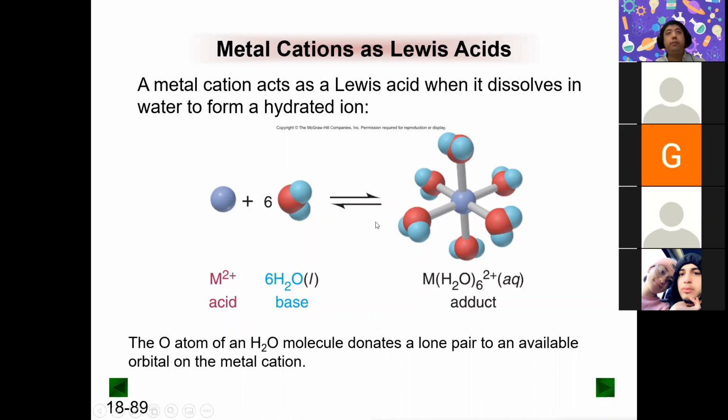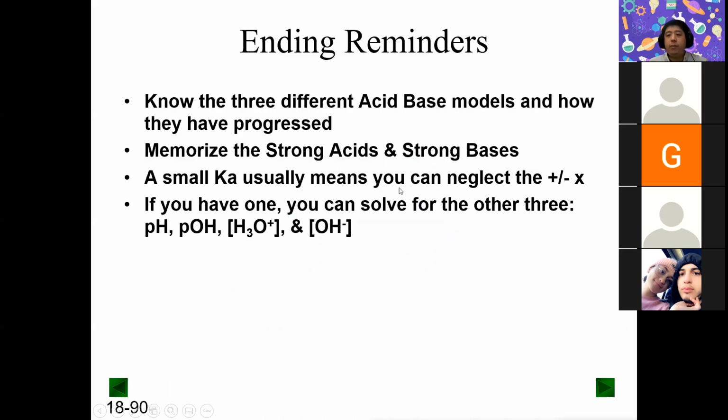Okay, some ending reminders for this chapter. You should know your 3 different acid-base models and how they have progressed, so how they built off of one another. You should memorize those strong acids and strong bases lists, and everything else is considered a weak acid or a weak base. You know that a small Ka usually means you can neglect the plus or minus X, same thing with a small Kb.